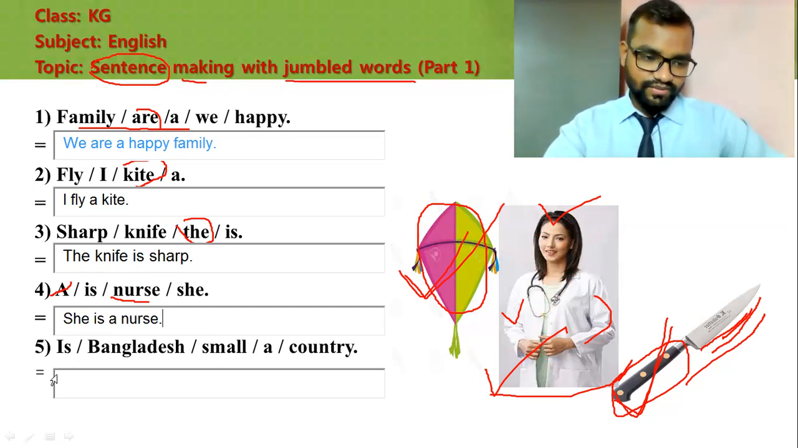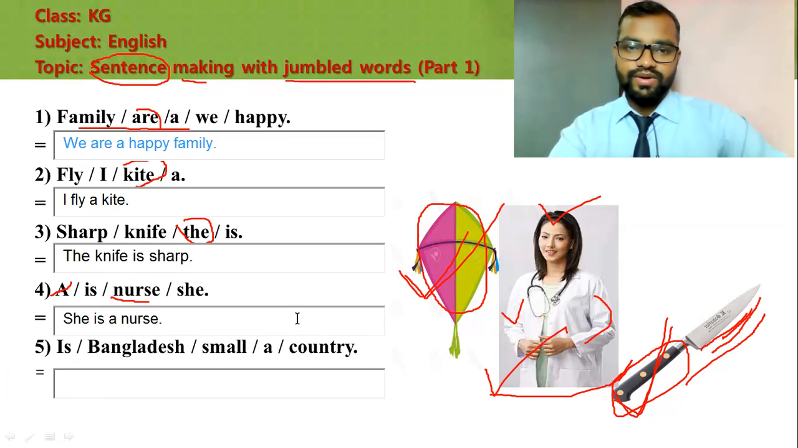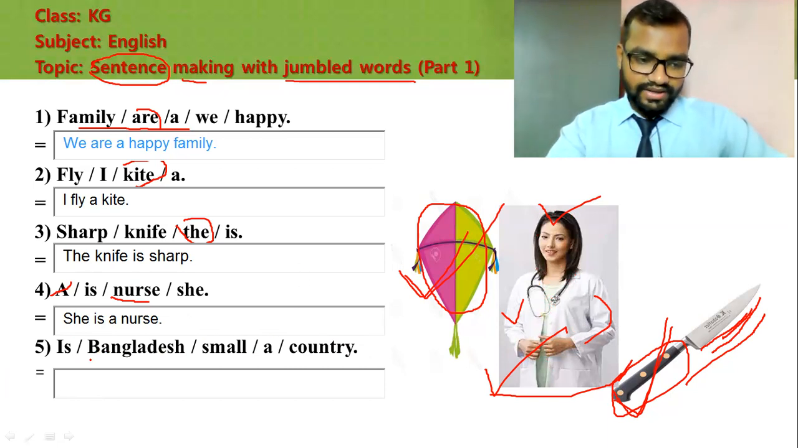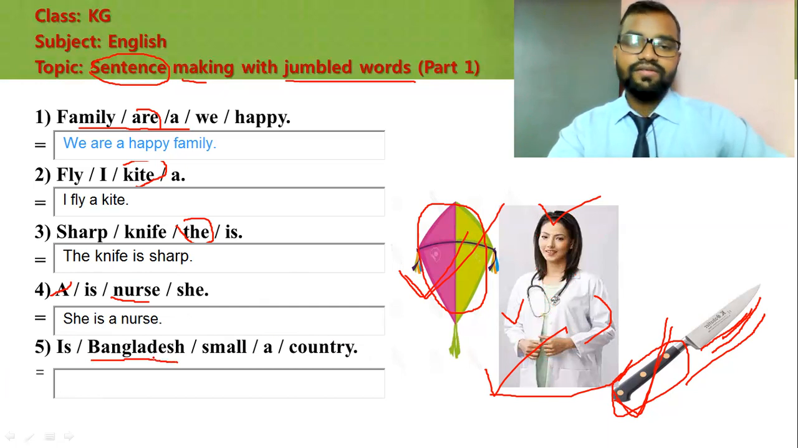Now, finally, number 5, is Bangladesh small a country? It definitely rings a bell, I'm sure, because we know Bangladesh, right? This is the name of our country. What is the name of our country? Bangladesh. And it's small and country. You know all this, right? You know all this. And I'm sure you can do it on your own.